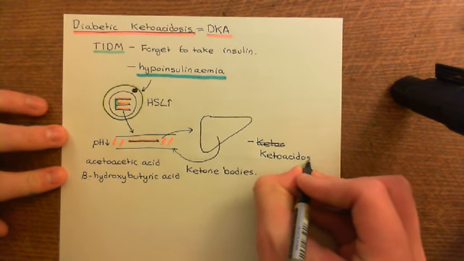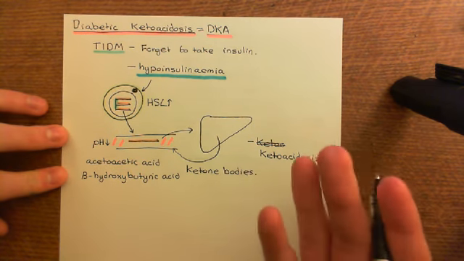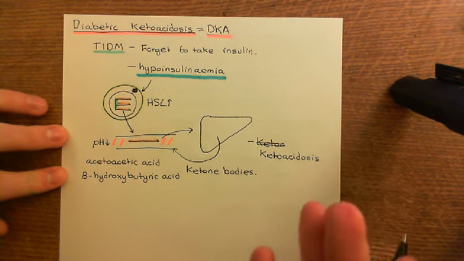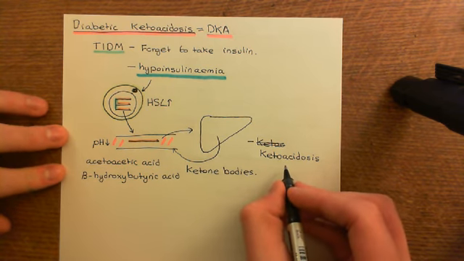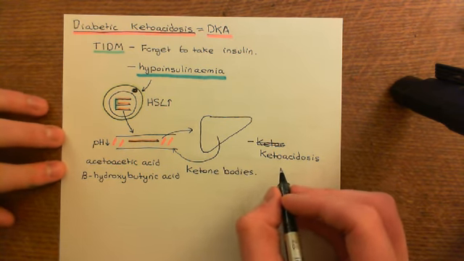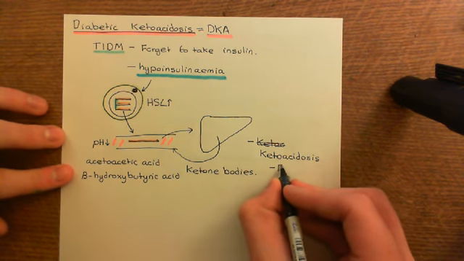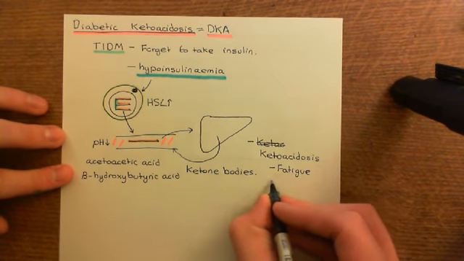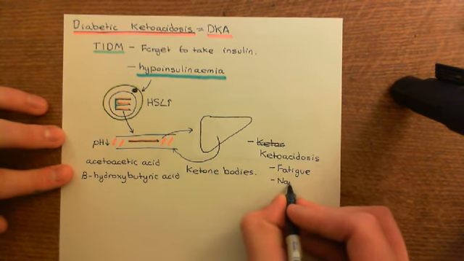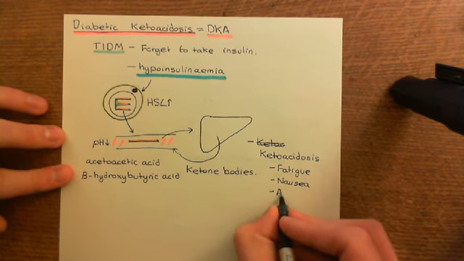Ketoacidosis. Other symptoms it will present with are also, of course, ketonuria. You'll get ketones within the urine. Now, what are the symptoms of ketoacidosis? Well, the initial symptoms are fatigue and nausea. So it's going to make you feel tired, and it's also going to make you feel sick. It also produces a very intense abdominal pain.